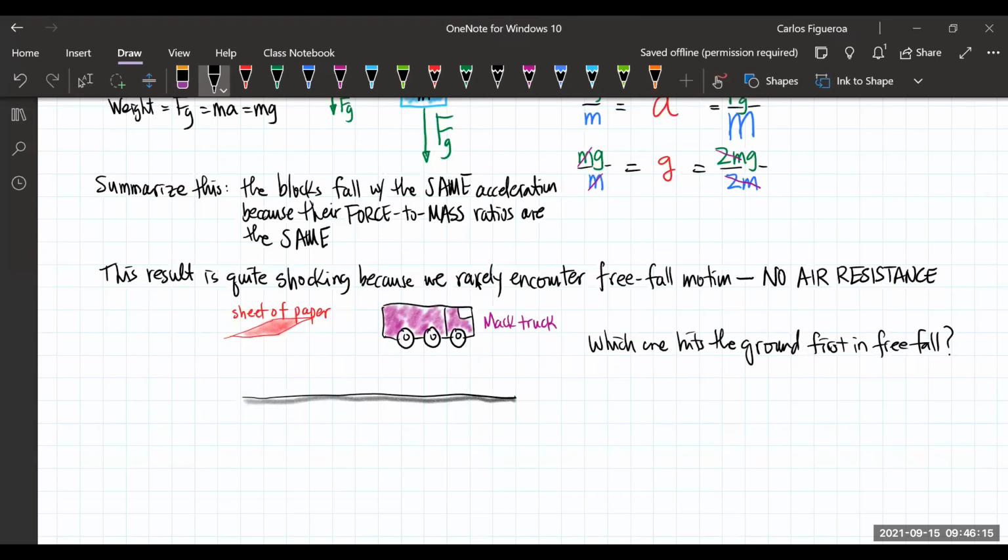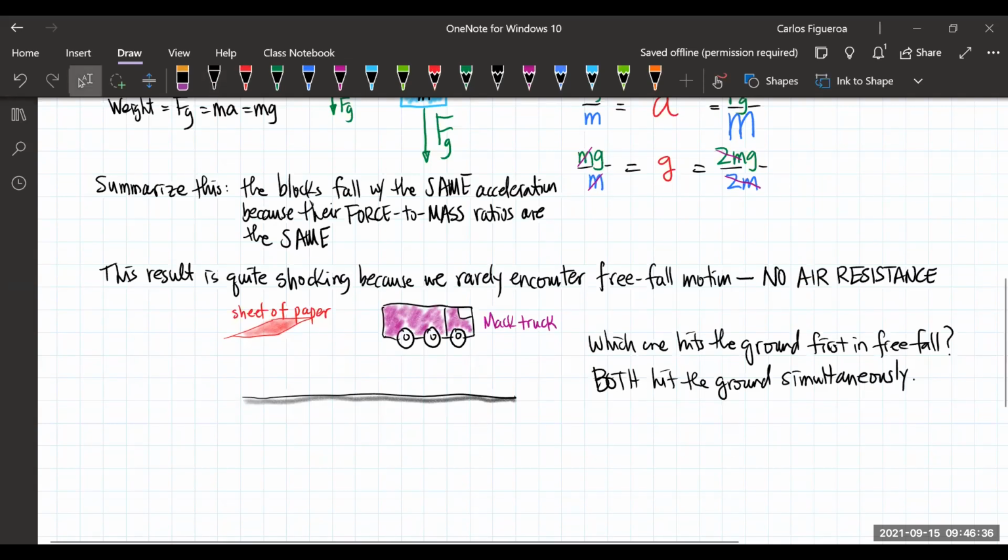The answer is they hit the ground at the same time. They both hit the ground simultaneously. And that is just shocking. It is really, really shocking. And the reason why it's shocking is that our experience is not with free fall at all. We always have air resistance.